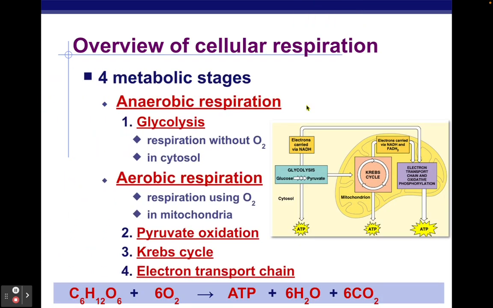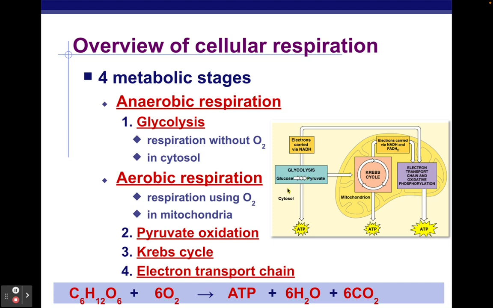All right, so let's talk about the overview of cellular respiration. There's 4 metabolic stages that we need to know. Okay, the first is glycolysis, and that's anaerobic respiration. Anaerobic means without oxygen, so no oxygen is required. Glycolysis is respiration without oxygen. It occurs in the cytosol, also known as the cytoplasm. We will talk about it as when glucose becomes pyruvate. So this is step number 1.